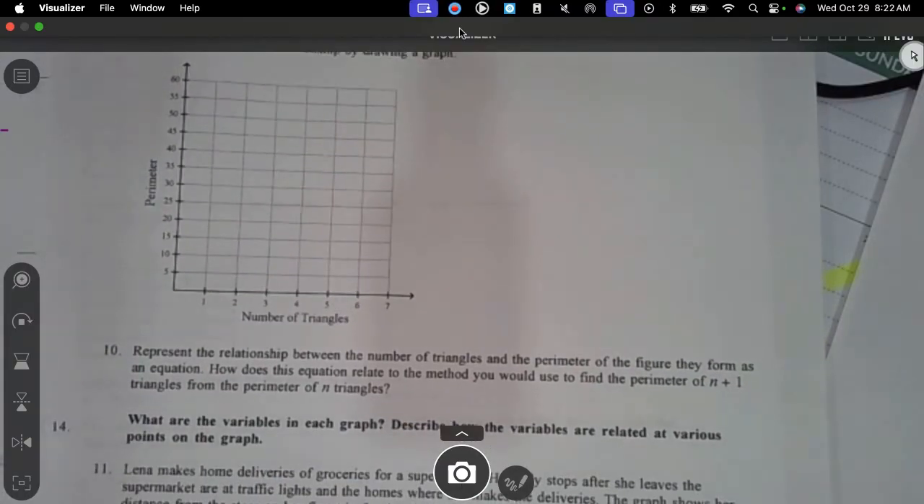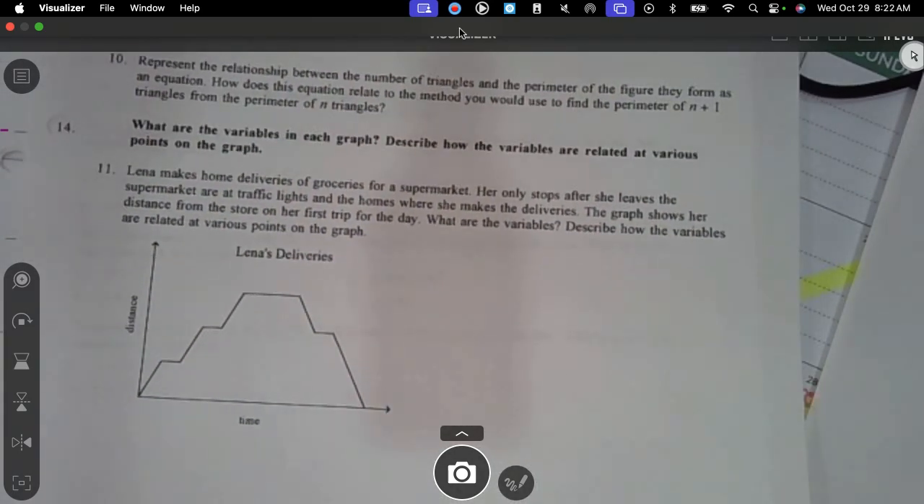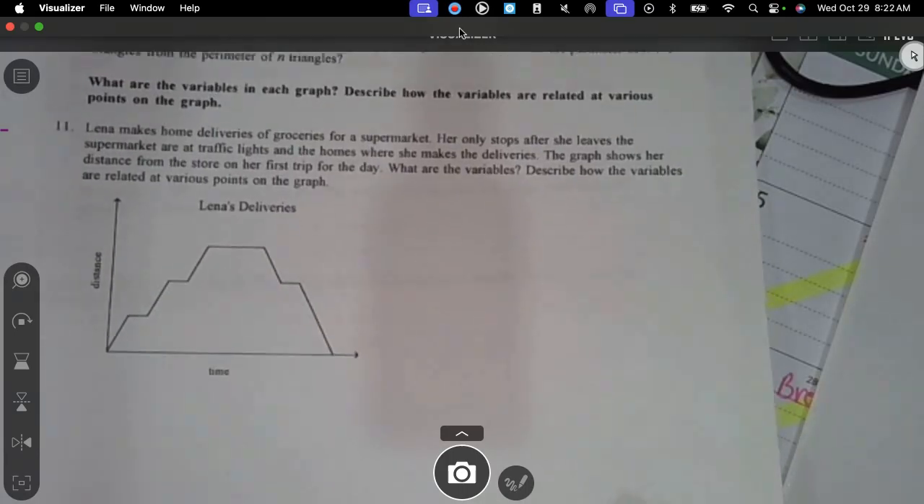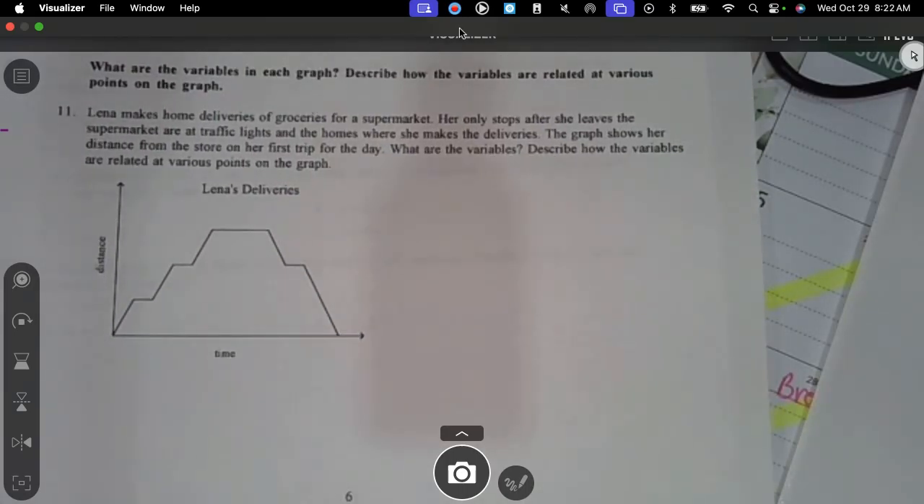I don't think we do number 10. Just skip number 10 because I think that's just asking for the equation again. It was like that on the worksheet. It just wants the equation. We already wrote it. Okay, number 11.